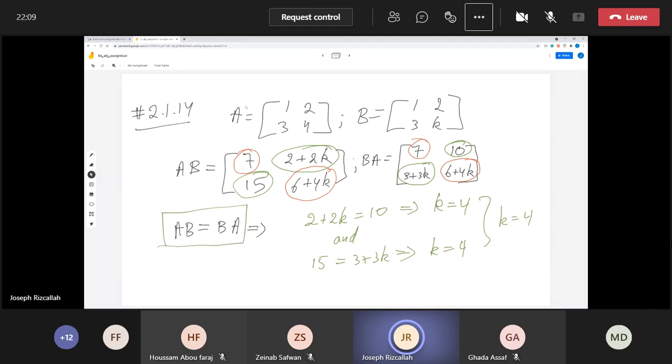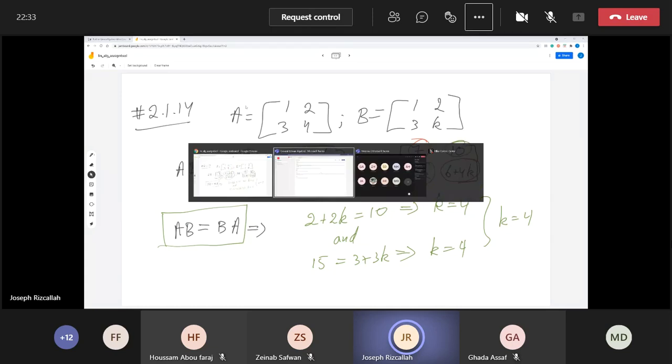Okay, so if I choose k to be 4, then the matrix A times B will be equal to the matrix B times A. For any other value of k, this will not be true. If you take k to be 1, let's say 0, minus 1, minus 7, minus 11.8, whatever you take it to be, except 4, the equality will not hold. AB will not be equal to BA, except when you take it to be 4.